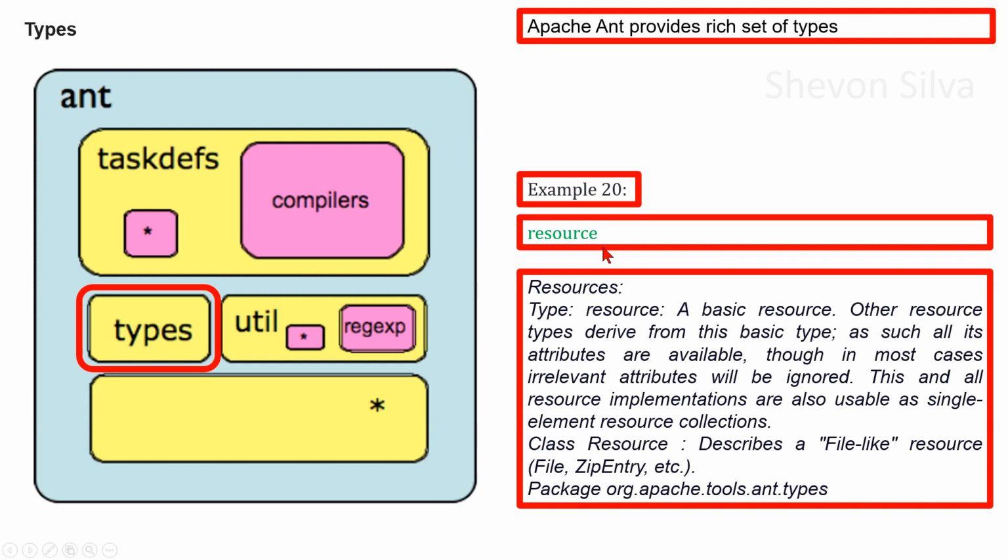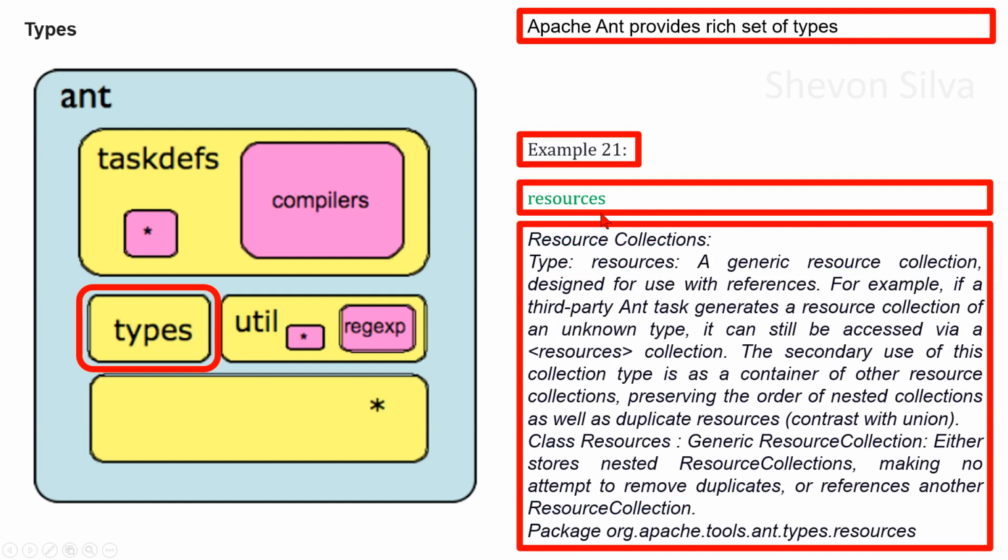org.apache.tools.ant.types. Now we are considering resource collections, type resources, a generic resource collection designed for use with references.